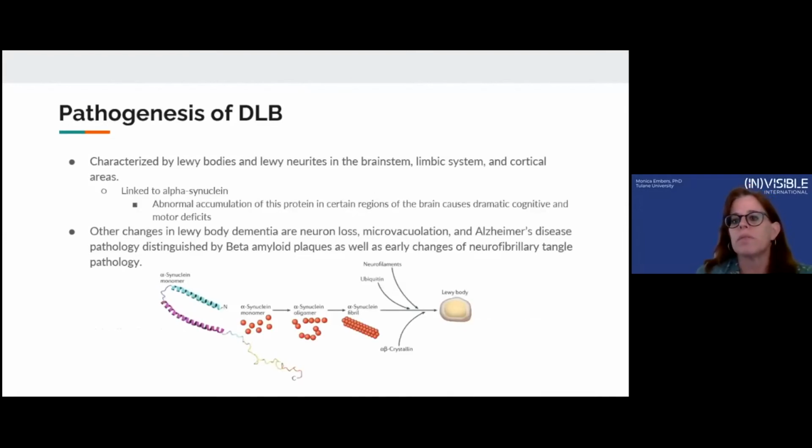The alpha-synuclein protein has been proven to be important in many functions in the brain, particularly at the synapses. Alpha-synuclein aggregates into clumps called Lewy bodies within the neurons. These Lewy bodies alter chemicals in the brain, and they can damage neurons and lead to neuronal death. Lewy body dementia is characterized by Lewy bodies and Lewy neurites in the brainstem, limbic system, and cortical areas. Other changes in Lewy body dementia are neuron loss, microvacuolation, and Alzheimer's disease pathology, distinguished by beta amyloid plaques, as well as early changes of neurofibrillary tangle pathology.